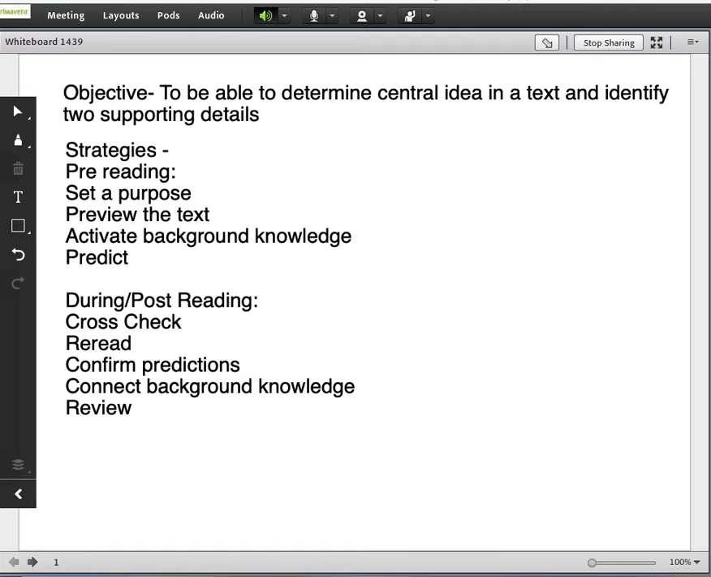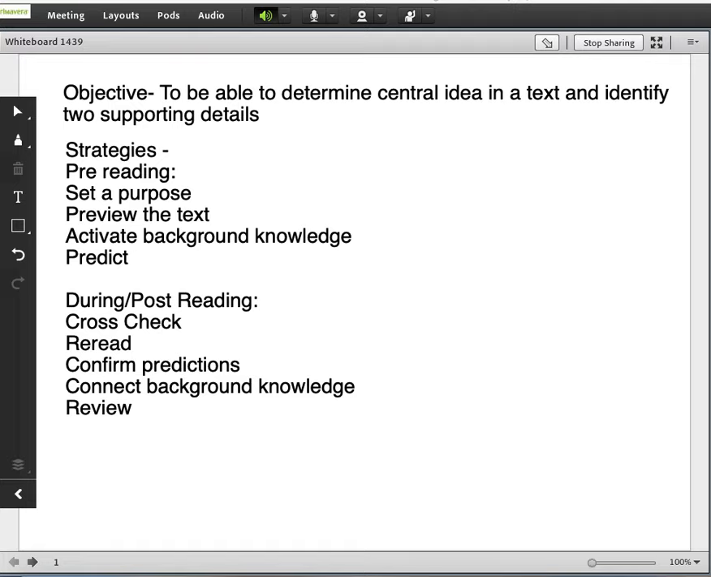What you're going to do for me in your quiz is respond to some of the questions that I'm asking throughout the course now, and then you're also going to complete an activity at the end for credit. You can see I put the objective up there on the board, and I've already explained that to you: to be able to determine central idea in a text and identify 2 supporting details. Secondly, I have 2 things listed, the strategies for pre-reading and the strategies for during/post-reading.